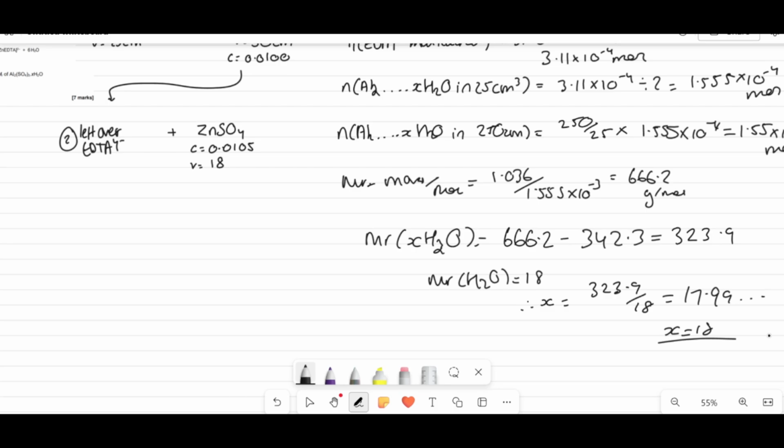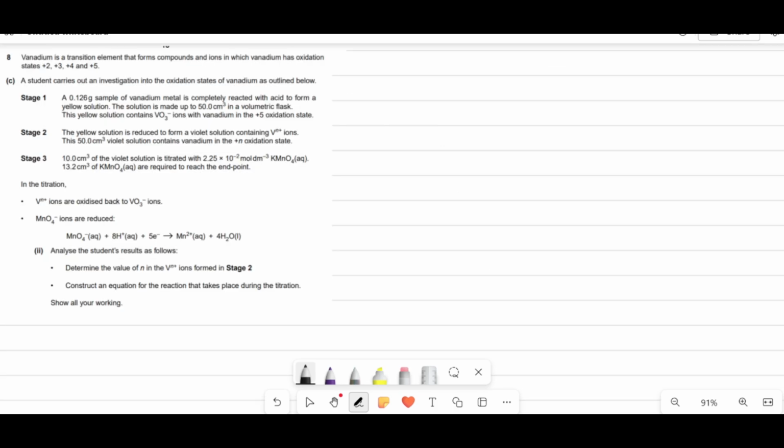One more example. Okay, so this one's pretty devious as well. I love this one. It's my litmus test question for people. Vanadium is a transition metal and it could blah blah blah, whatever, don't care. The student carries out an investigation outlined as below, and then there it is.